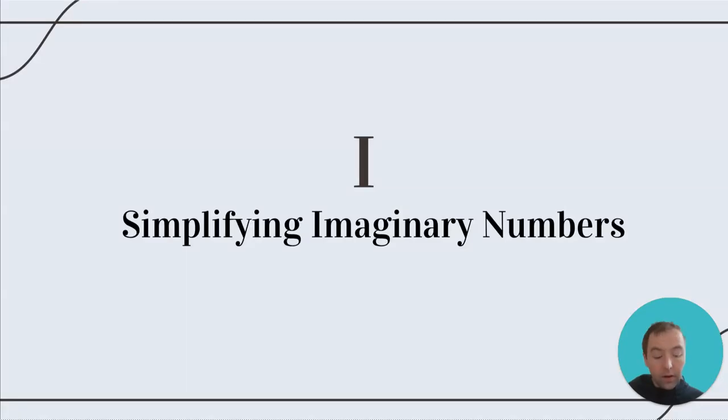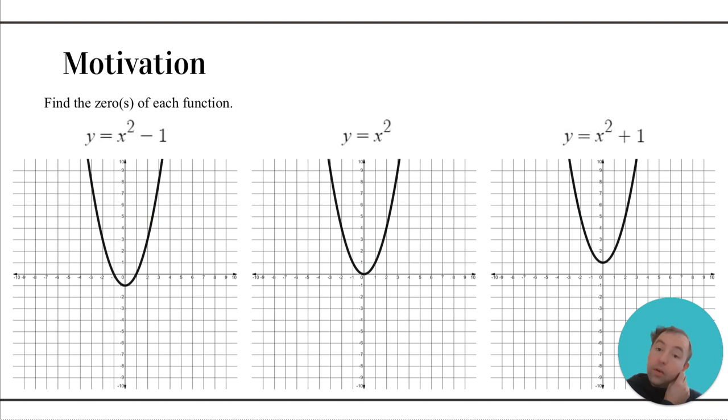So to begin with right here, we're going to take a look at these three functions that are all quadratic functions whose graphs are of course parabolas. And our motivating factor here is to try to find what the zeros are for each of these three different types of functions. So we'll start with this function that you see right here of y equals x squared minus 1.